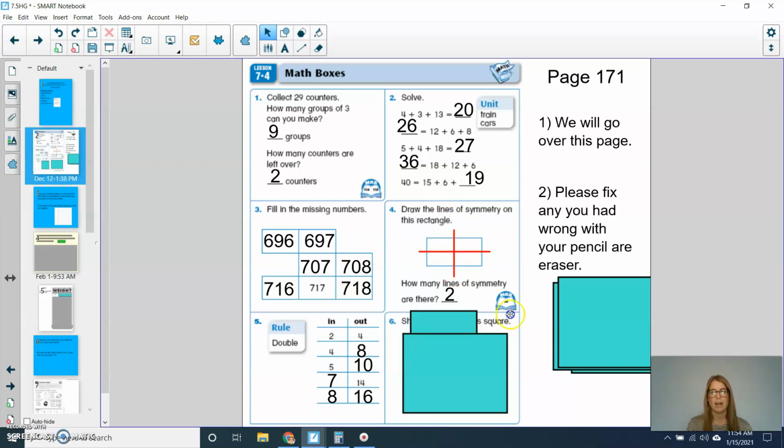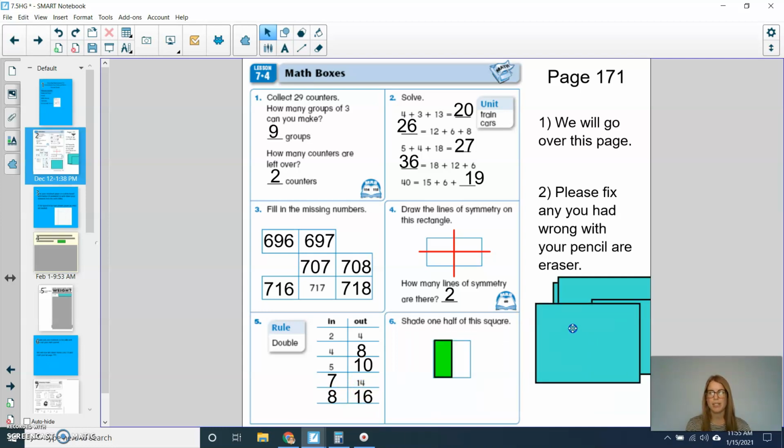For question 5, double. So 2 times 2 is 4. 4 times 2 is 8. 5 times 2 is 10. Then if I'm given the out, I need to half. So I can think 14 divided by 2, or half of 14, is 7. And then I have 8, and I doubled it to get 16. And you maybe had a different one for that last one, and that's okay.